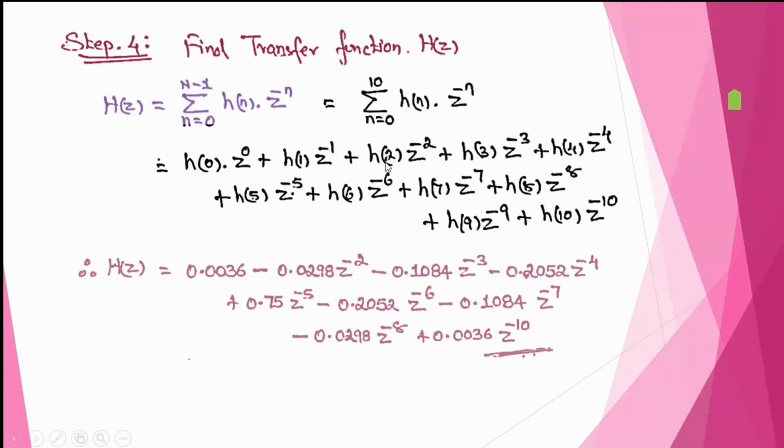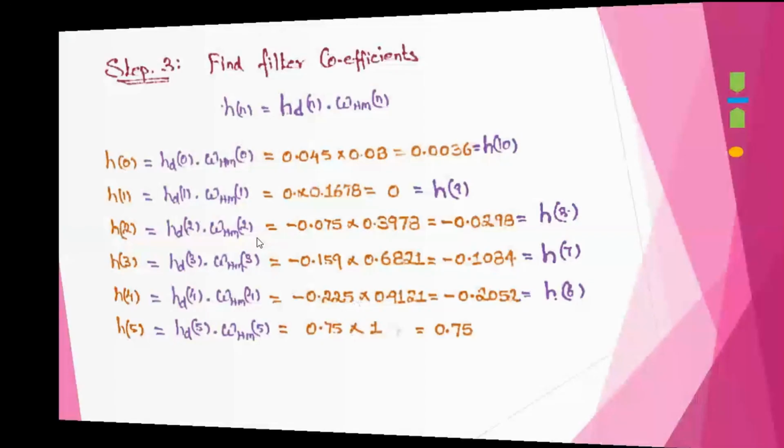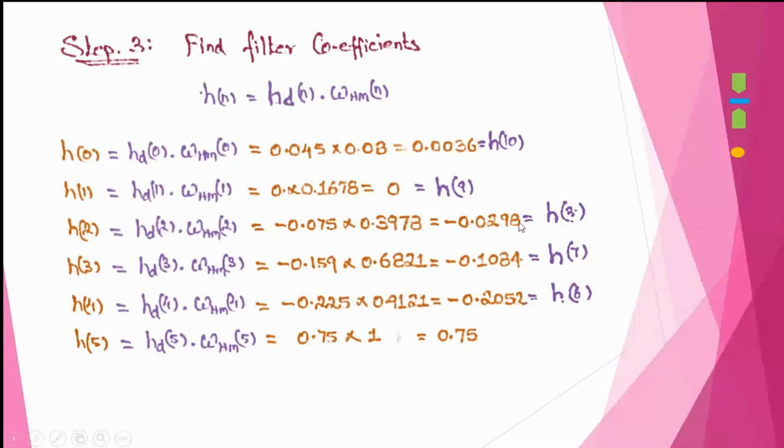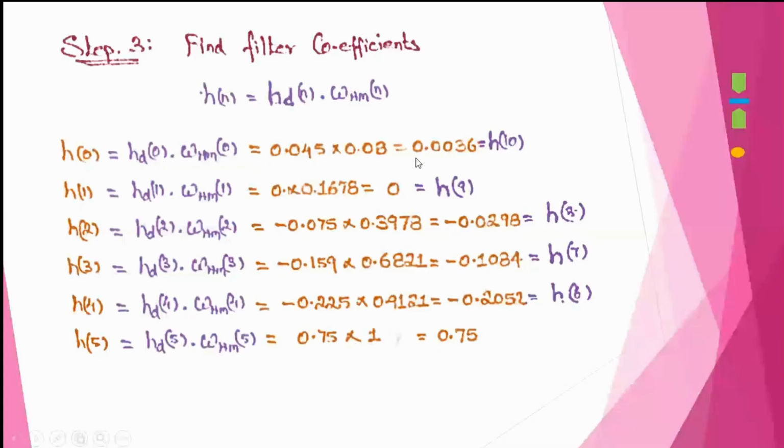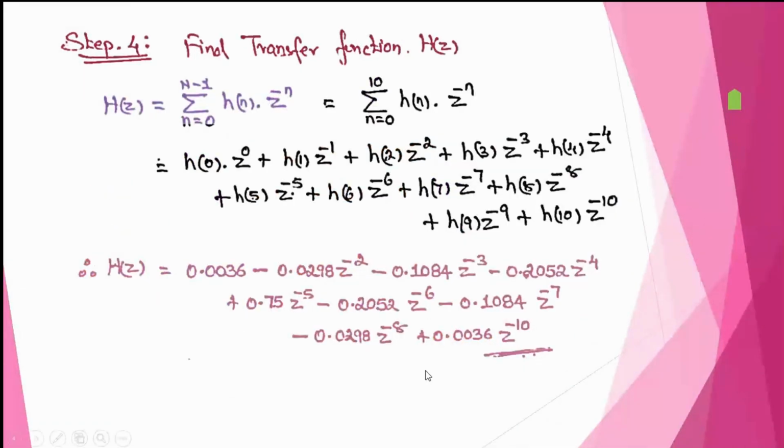Then the h(2) value is minus 0.0298. Substituting here, minus 0.0298 into z power minus 2. Like this, we keep substituting the values from 0 to 10. We can refer to h(10). What is the value of h(10)? The value of h(10) is 0.036. So we are getting 0.036 into z power minus 10. So that is going to be step 4.